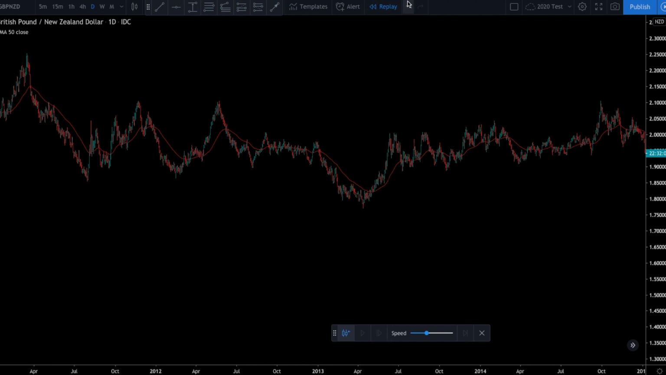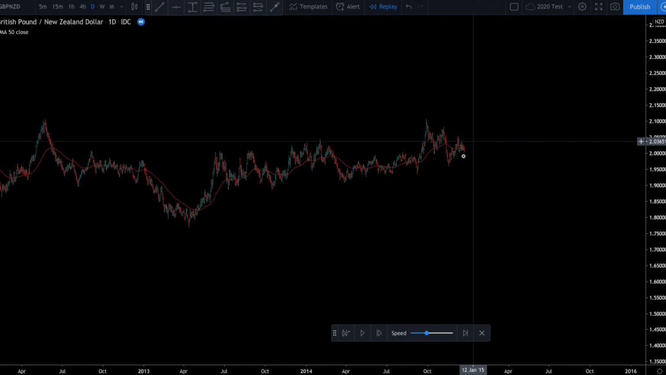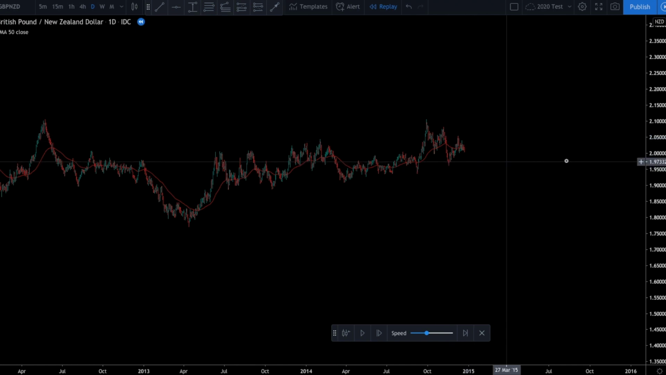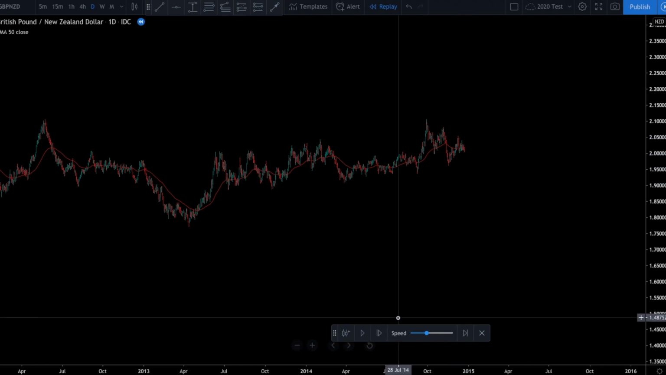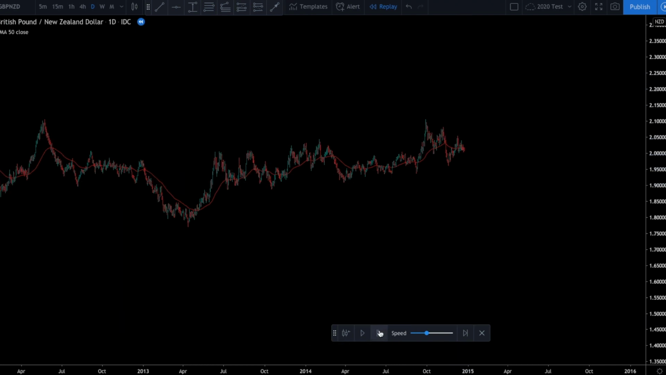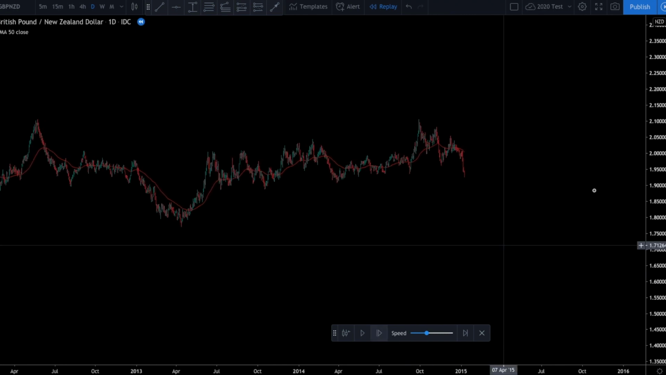So this is the bar replay on TradingView, which is what I'm using to backtest here. What that did was it deleted all the data from where I put the bar replay start at. So let's go forward to 2015, and that's close enough.